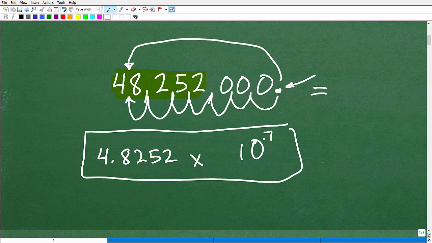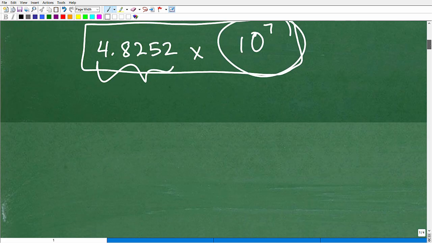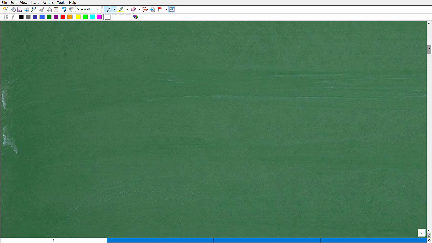Now, why is this beneficial to us? Because we're working with powers of 10. This makes it a lot easier for us because working with the smaller number 4.8252 is much easier than dealing with this large number. There are other aspects to scientific notation, like rounding and estimating and all that kind of good stuff, but this is the skill: taking a number and writing it in scientific notation. Let's go ahead and practice a couple other ones real quick. Make sure you've got a handle on it.